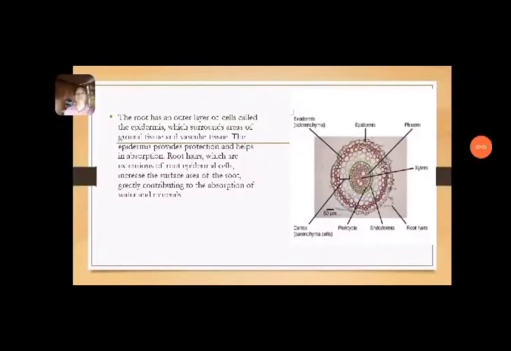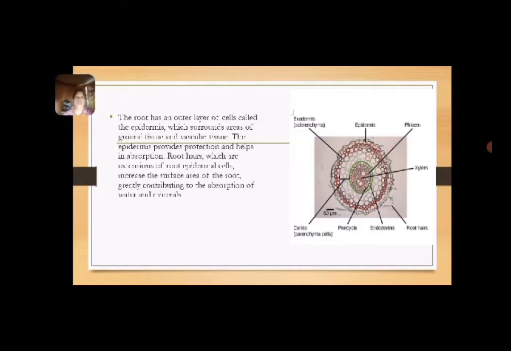Salamat. Good day everyone, I am Giselle Serna Aurelio. Today I will be going to report our topic since our topic is all about the root. So here's the report that is assigned to me. The root has an outer layer of cells called the epidermis, which surrounds areas of ground tissue and vascular tissue. The epidermis provides protection and helps in absorption. Root hairs, which are extensions of root epidermal cells, increase the surface area of the root, greatly contributing to the absorption of water and minerals.